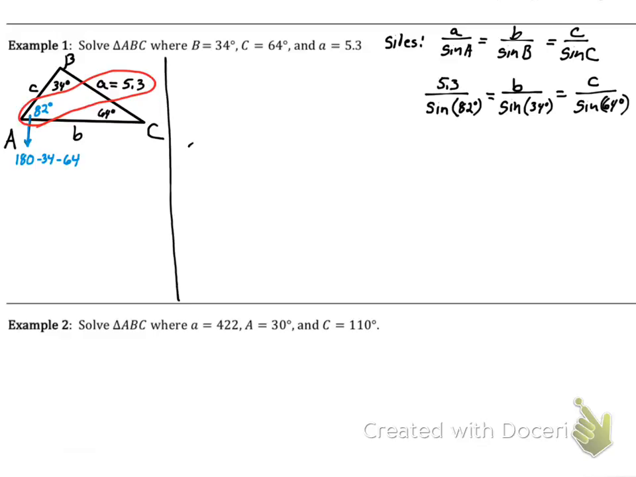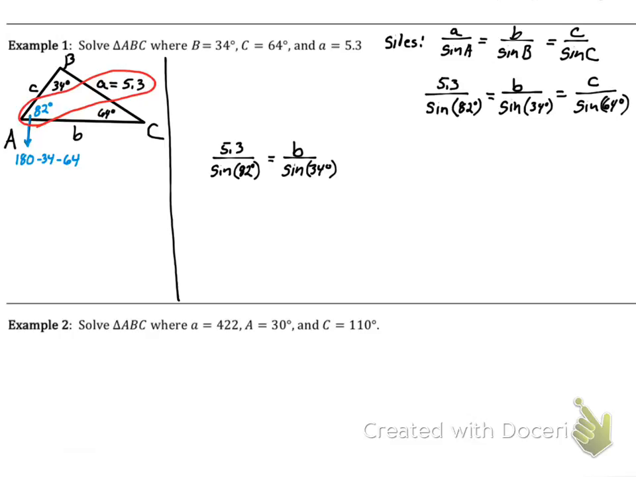We're going to go 5.3 over, I'm going to move that over just a little bit. I have 5.3 all over that sine of 82 degrees. So that was all with A's. And that equals, I want to solve for B. I want to figure out what B is. So we're just going to plug in B over sine of 34 degrees. Now I just need to solve for B.